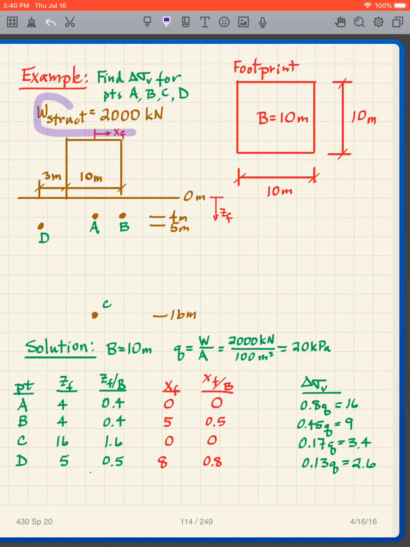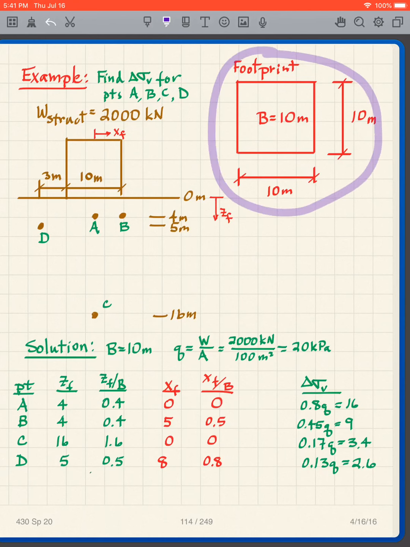I have my structure. The weight of the structure is 2,000 kilonewtons. My footprint is a 10 meter by 10 meter footprint. In other words, B is 10 meters. The width of the structure is 10 meters. We're going to consider square structures, structures with a square footprint. So to keep it simple, we're only going to do structures with a square footprint. But I will show you how you can handle other situations.